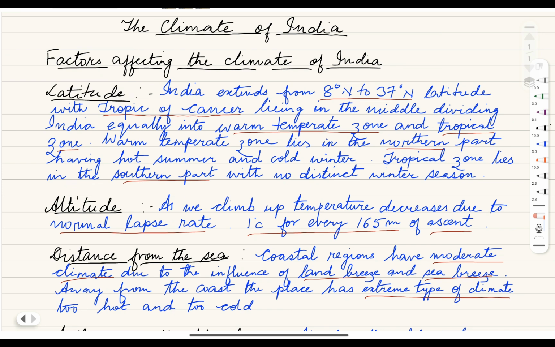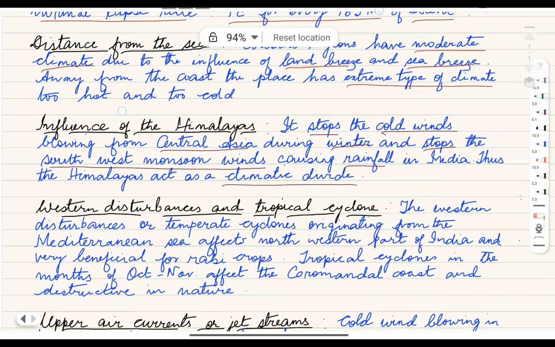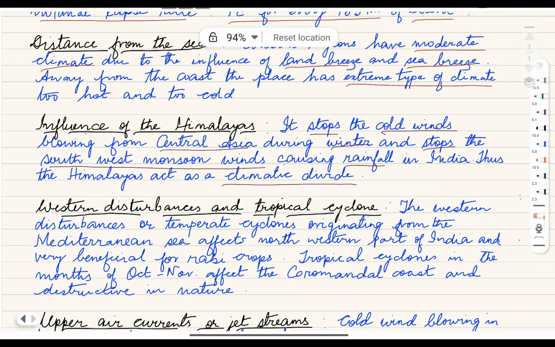Next factor, altitude. As we climb up, temperature decreases due to normal lapse rate, which you all know, 1 degree centigrade for every 165 meters of ascent. Third factor, distance from the sea. The coastal regions have moderate climate due to the influence of land breeze and sea breeze. Away from the coast, the place has extreme type of climate, that is too hot and too cold.